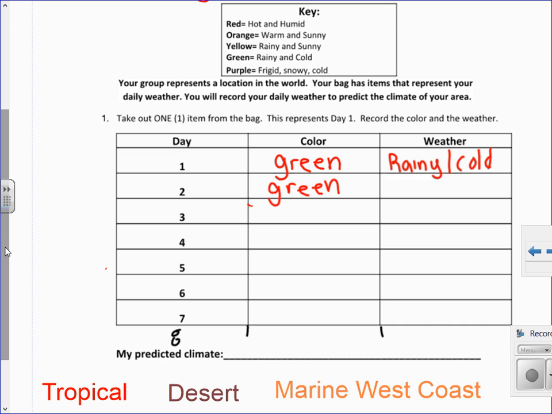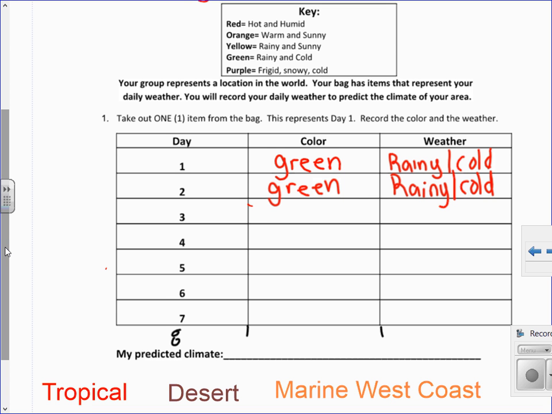I got green. Remember, if you're watching this online, you need to be calculating my data. Don't write what I write. I have my own bag. I'm my own region. You write what your group gets. I don't understand what's so difficult. Whatever color came out of the bag at your table is what you write. Write the color and the weather. That's what this chart is for.